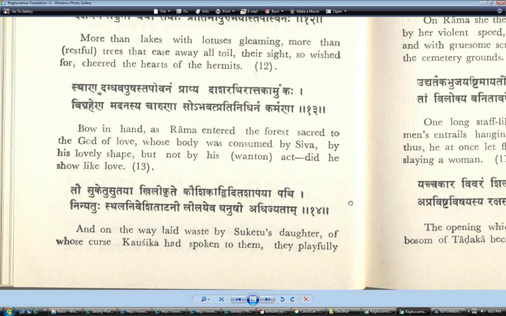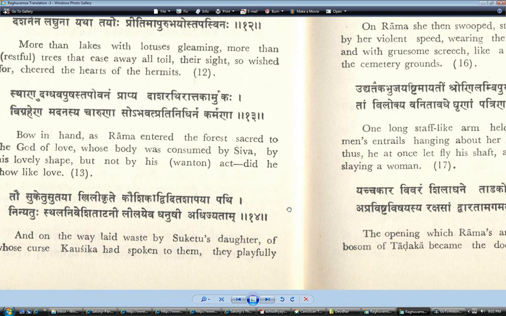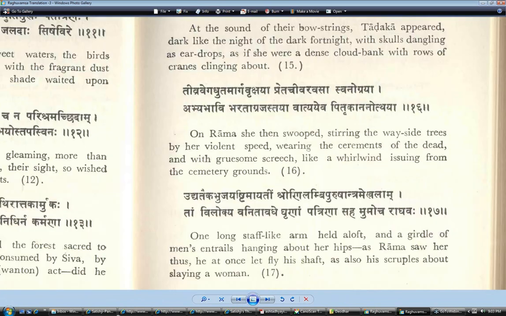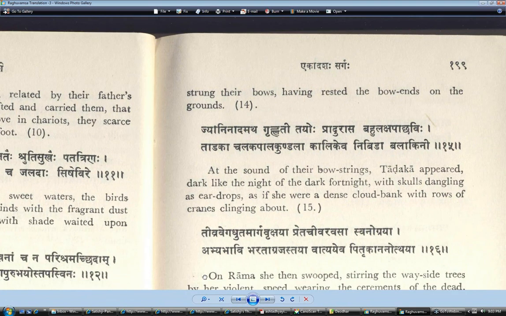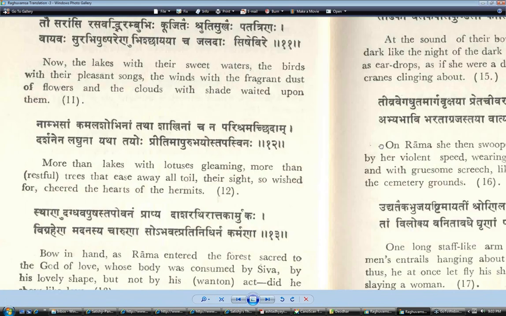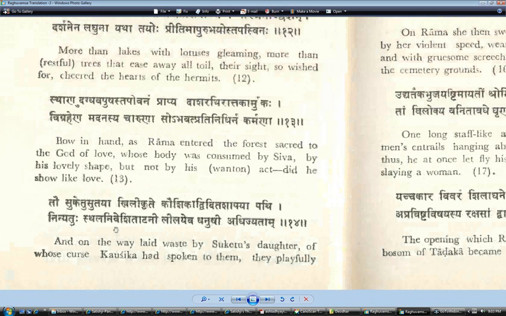Playfully: leelaya, playfully. Leelaya eva. Then strung their bows. Now we have to take this together: adijyatam ninyatuhu. He says strung their bows; they took them to the state of being strung. Adijyatam ninyatuhu. So in fact it should be dhanushi also: dhanushi adijyatam ninyatuhu. So they took their bows.